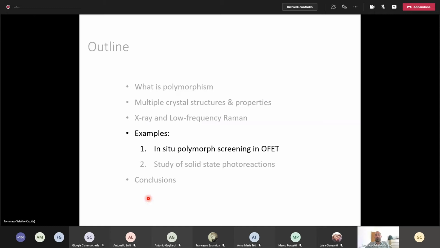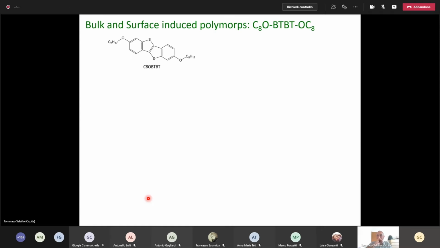Okay, now that we have more or less clear what terahertz Raman is and how we can use it, I will explain one example, one of my last works. So my interest, as Luisa said, is the study of polymorphism in molecular materials, and especially for application in field effect transistors in flexible devices.